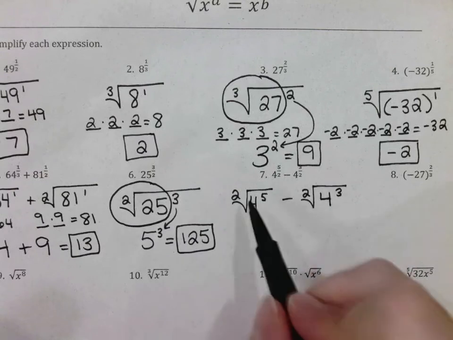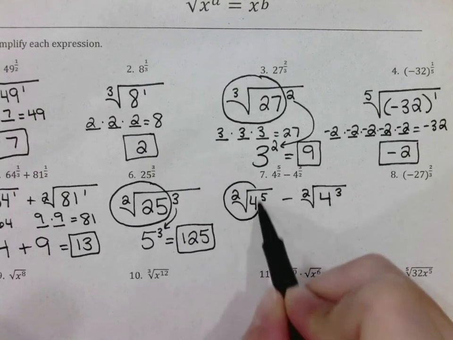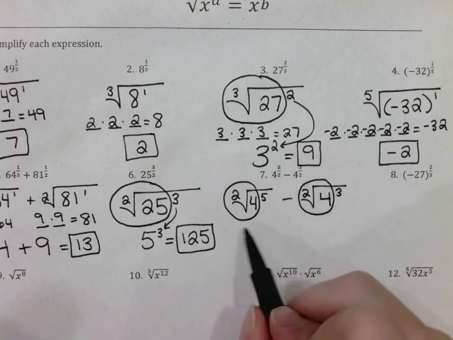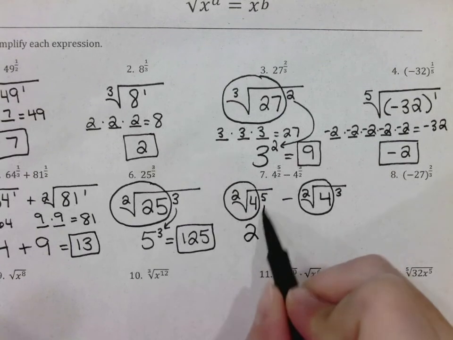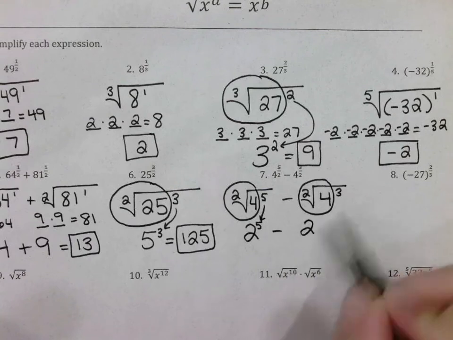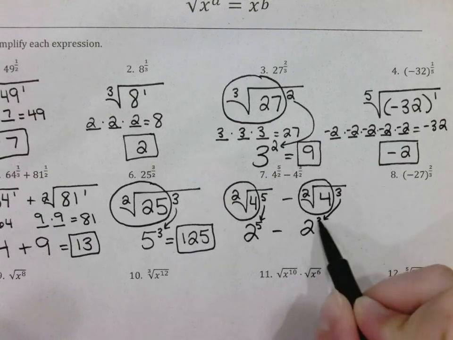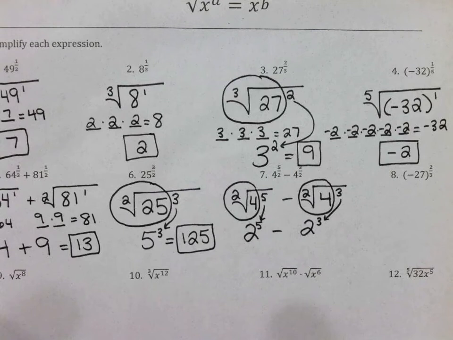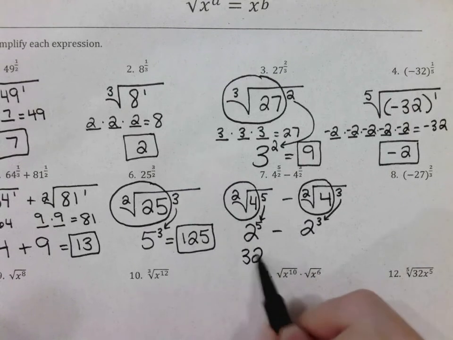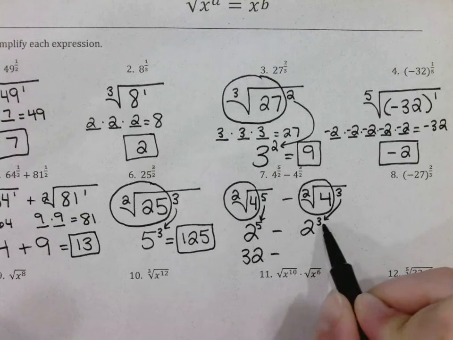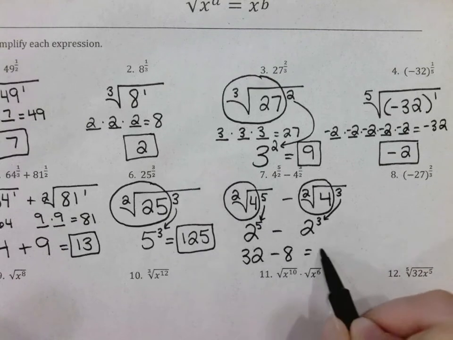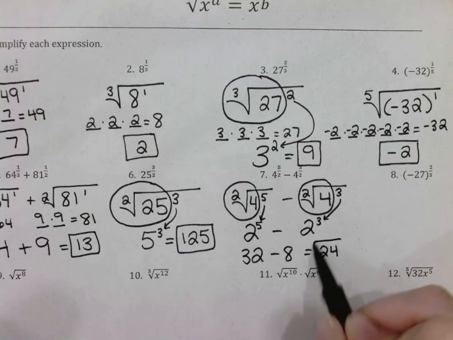And I'm going to take the shortcuts again. I'm going to say, well, I know the square root of 4, that's just 2. So this is really 2 to the 5th power minus 2 to the 3rd power. 2 to the 5th, that gets us 32. You can put that in your calculator. 2 to the 3rd, that's just 8. And 32 minus 8, that's 24.